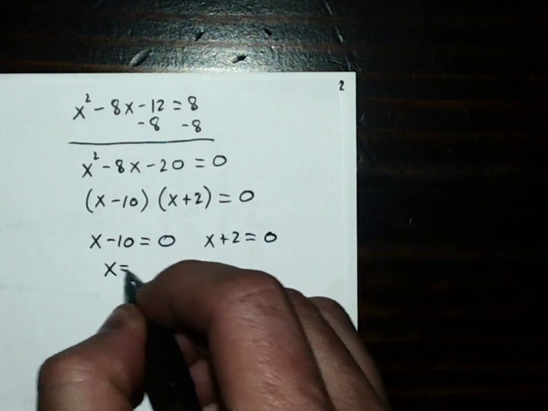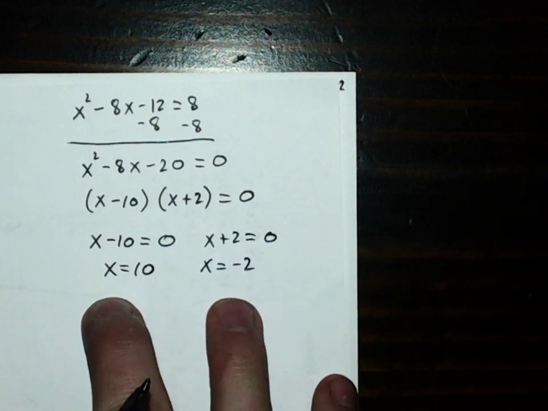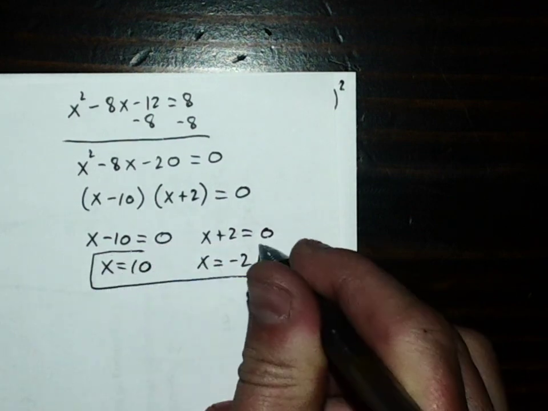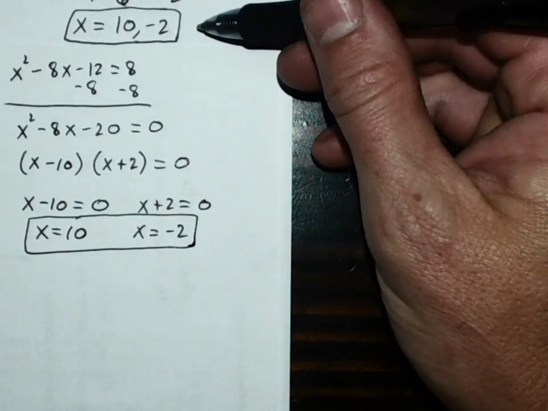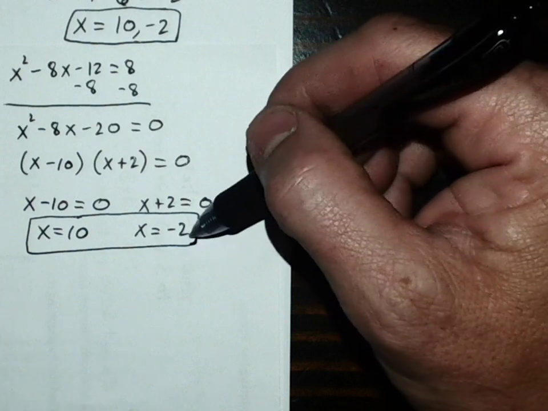Add 10, and I get one answer: 10. Subtract 2, and I get another answer: negative 2. Lo and behold, the exact same answers that we got by completing the square. Positive 10 and negative 2.